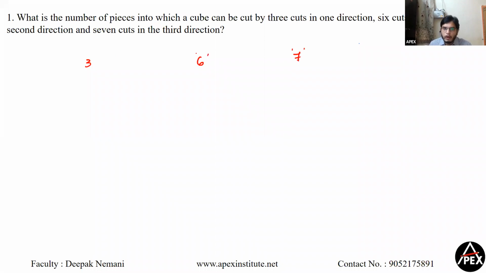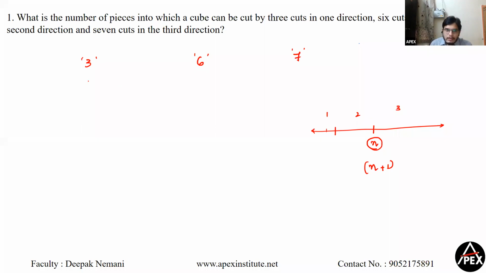Many students forget to add 1. Please don't do that. Why are we adding 1? Because if you make n cuts in one direction, you will be getting n plus 1 pieces. For example, let us take a thread. Now if you make 1 cut, how many pieces will we get? 2. If you make 2 cuts, you will have 1 piece, 2 piece, and 3 pieces. So if you make n cuts in one direction, you will have n plus 1 pieces.